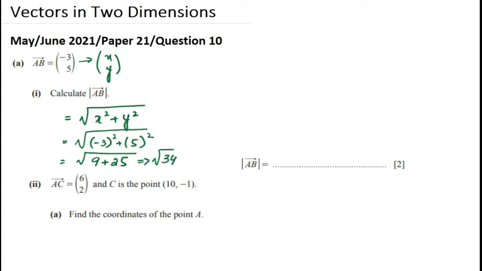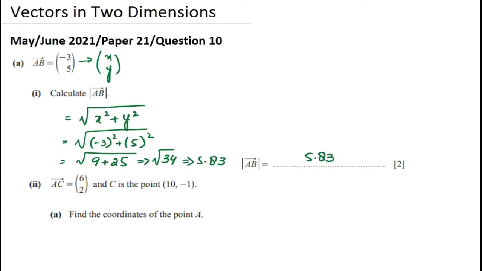Now we will take the square root of 34 and write the final answer. Because it is paper 2, the calculator is allowed. So you will find the square root and write the answer in 3 significant figures, that is 5.83. So the answer is 5.83.